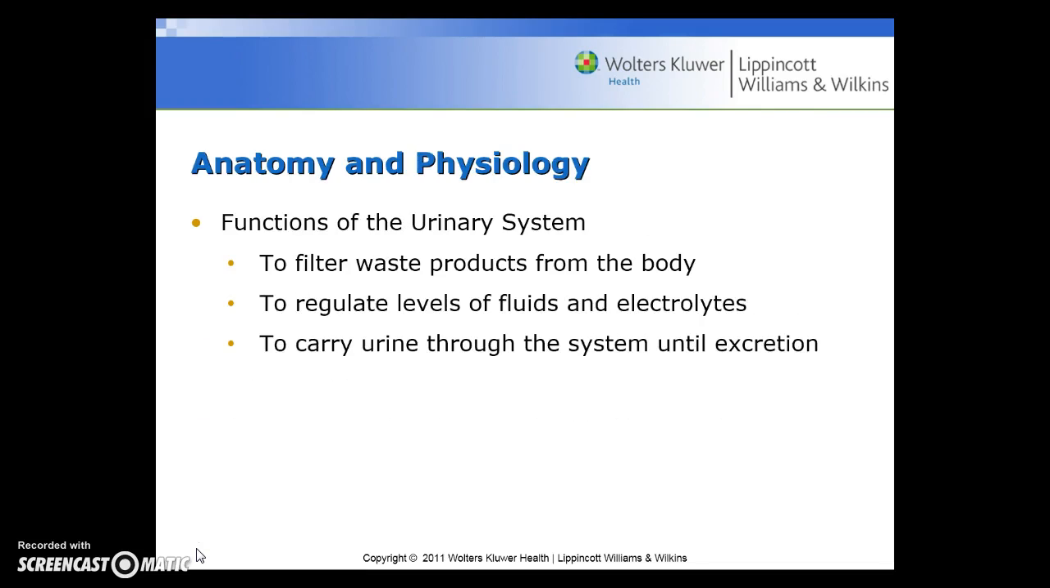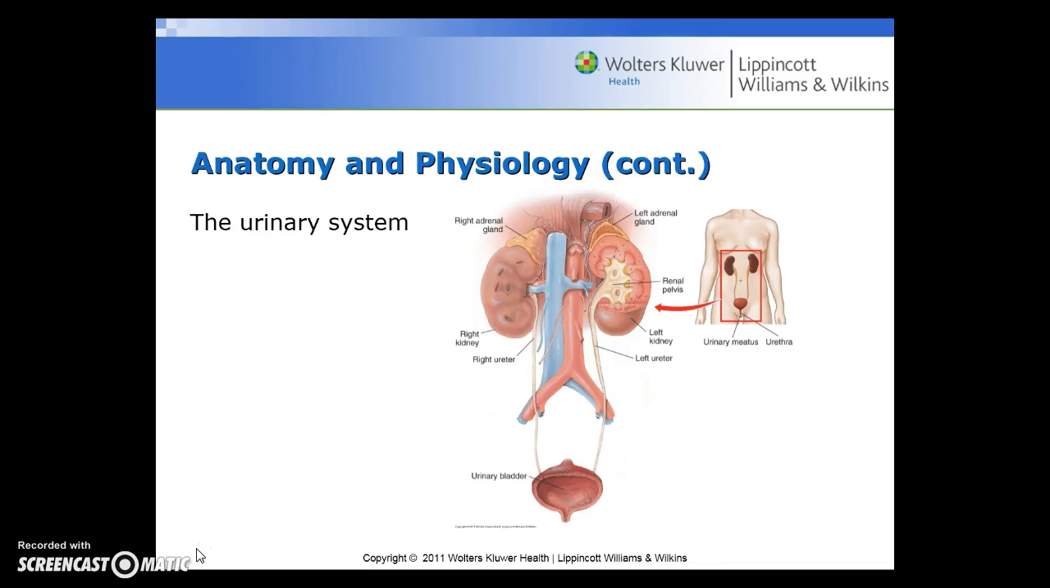So first you need to know a little anatomy and physiology. The functions of the urinary system are to filter waste products from the body and to regulate levels of fluids and electrolytes, as well as to carry urine throughout the system until excretion. So here's some anatomy on the urinary system.